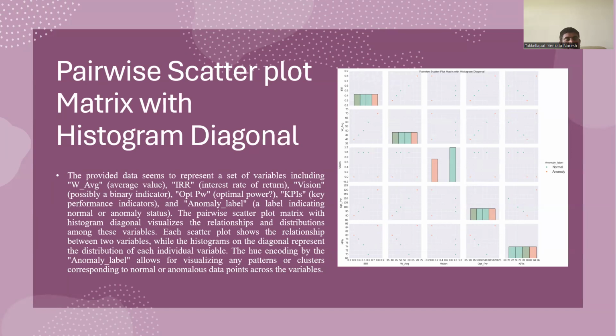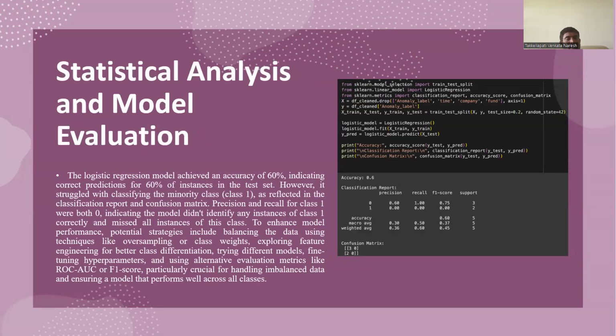Each scatter plot shows the relationship between two variables, while the histograms on the diagonal represent the distribution of each individual variable. The hue encoding by the anomaly label allows for visualizing any patterns or clusters corresponding to normal or anomalous data points across the variables. Next slide. Coming to the statistical analysis and the model evaluation.